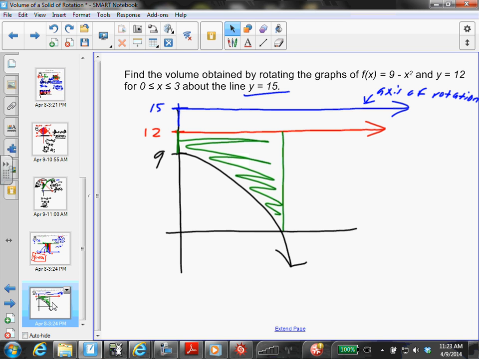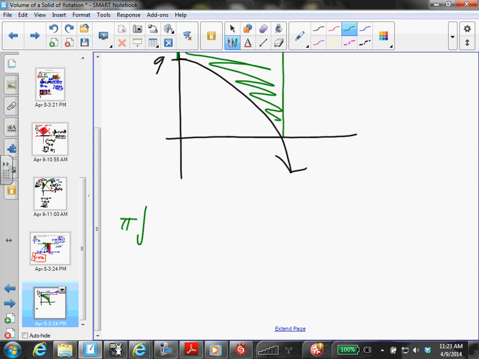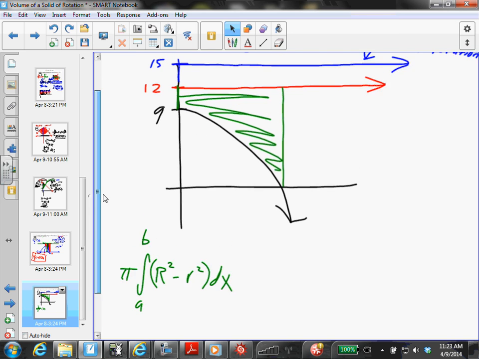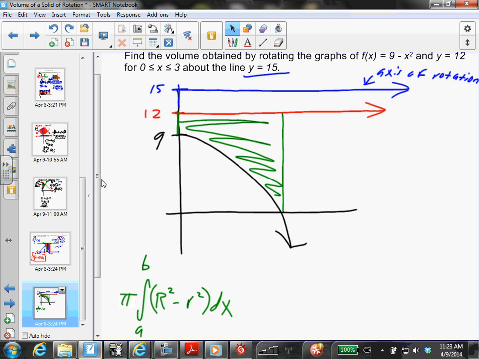And so hopefully you can see that since there is a gap between my shape and my axis of rotation, I'm actually going to have to use a washer method in this case. Okay? And remember, the washer method tells us that we need the integral, pi times the integral from a to b of our large radius squared minus our small radius squared, and this one will be with respect to x since we have a horizontal axis of rotation again.